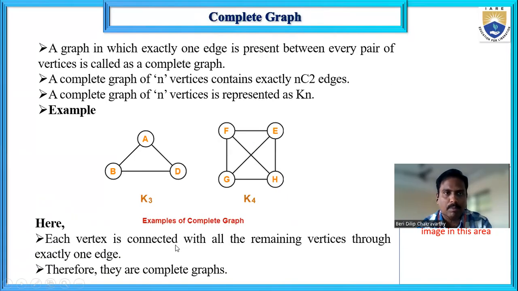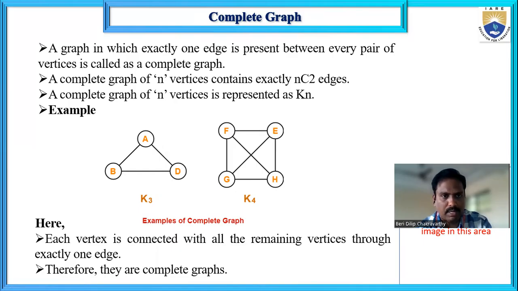Then complete graph: a graph in which exactly one edge is present between every pair of vertices. So a complete graph of n vertices contains exactly nC2 edges. If you consider any pair of vertices, there will be exactly one edge. So we should not have many edges.